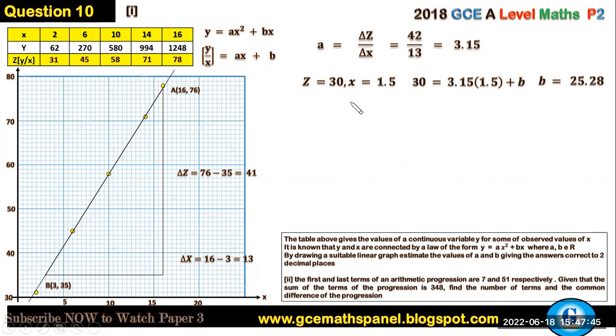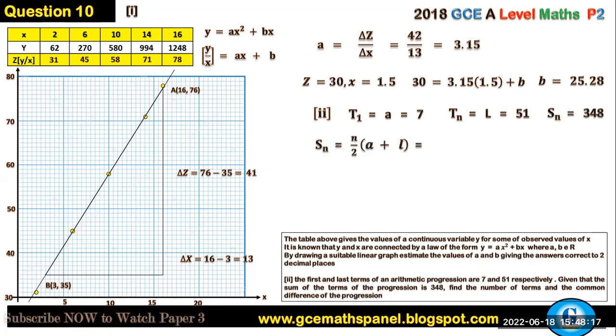All right, let's now move to the B part of the question. We are being told that the first and last terms of an AP are 7 and 51 respectively. Given that the sum of the terms of the progression is 348, find the number of terms and the common difference of the progression. So the first term T1 or a is equal to 7, and the last term or the nth term is 51, while the sum of the first n terms is 348.